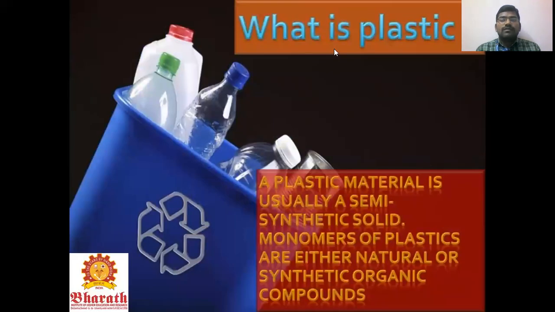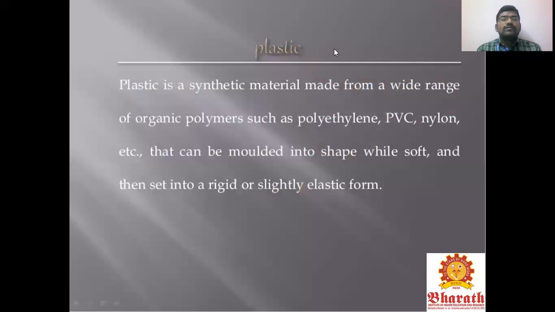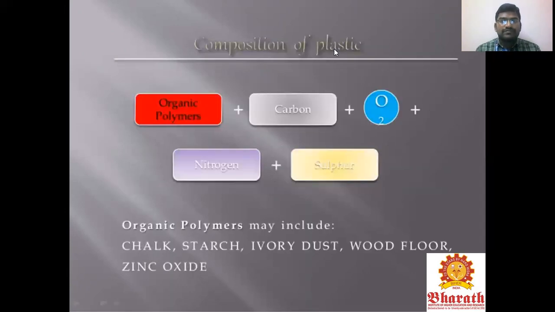What is plastic? A plastic material is usually a semi-synthetic solid. The monomers of plastics are either natural or synthetic organic compounds. In this case, plastic is a synthetic material made from a wide range of organic polymers such as polyethylene, polyvinyl chloride, nylon, etc. that can be molded into shape while soft and then set into a rigid or slightly elastic form. You have to prepare the plastic material.